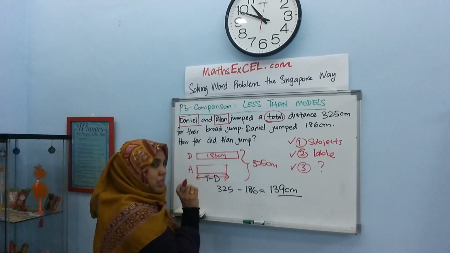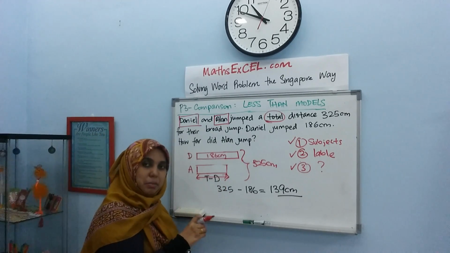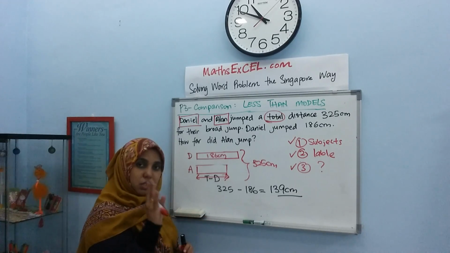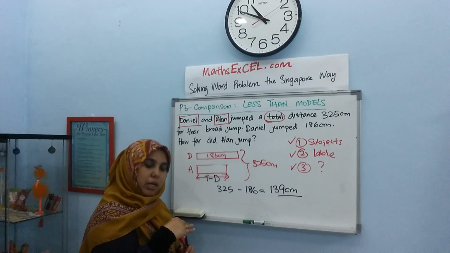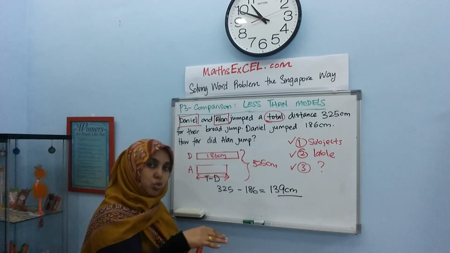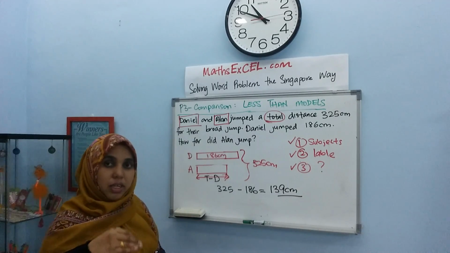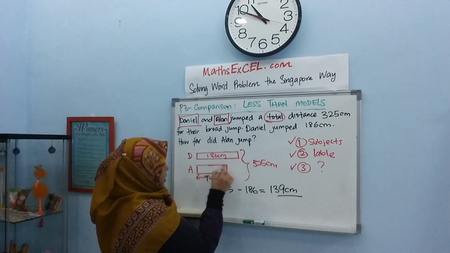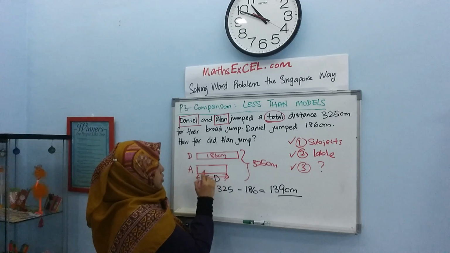That is why our lessons here at Max Excel are a very small group teaching, 4 to 1 tutor. From there we are really able to see through your child's ability, where your child's error is, and we divide the time equally for them. Alright, so this Alan will be 139.